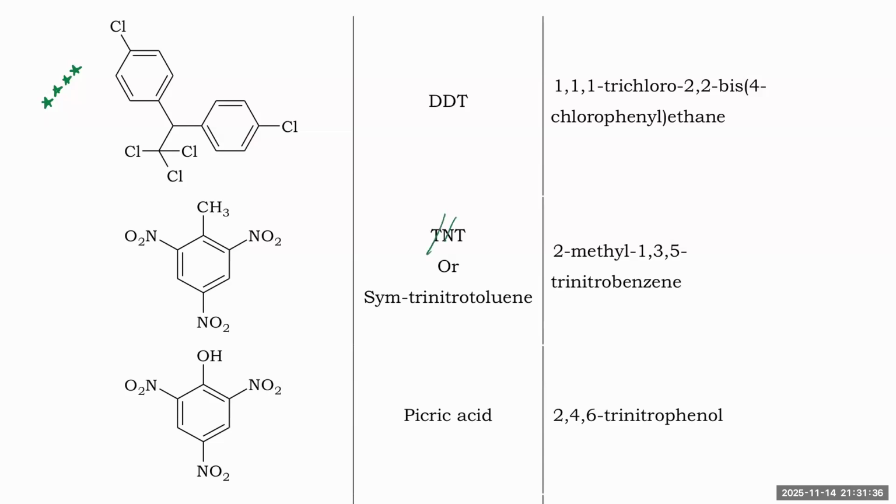Next one is TNT. TNT is used as an explosive. TNT is nothing but trinitrotoluene. Of course, this is not as good as RDX, but it is good enough to make small blasts. So you can see the name is 2-methyl-1,3,5-trinitrobenzene.